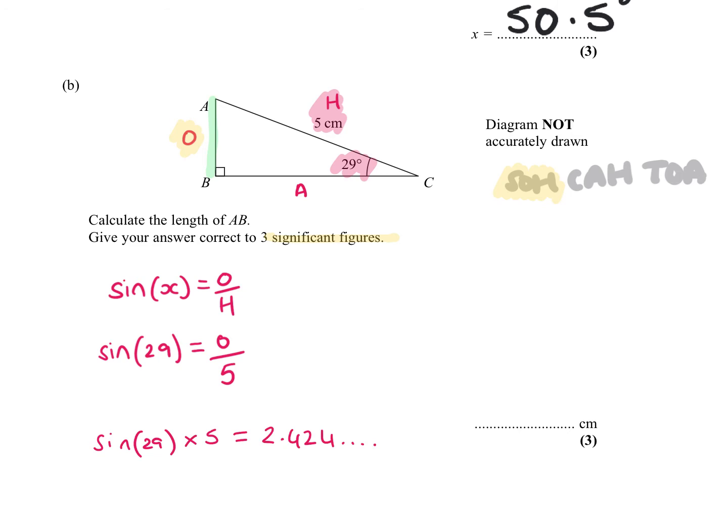4.242... 3 significant figures. The first significant figure is a unit. Second significant figure is a first decimal place. Third significant figure is a second decimal place. So for this question, means round to 2 decimal places. I don't know why I put PD. Sorry, DP. So 4.242 is 4.24 to 2 decimal places.